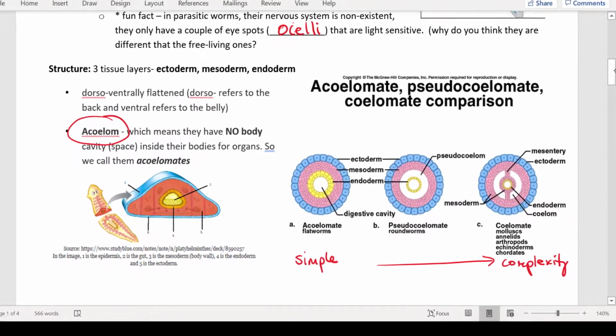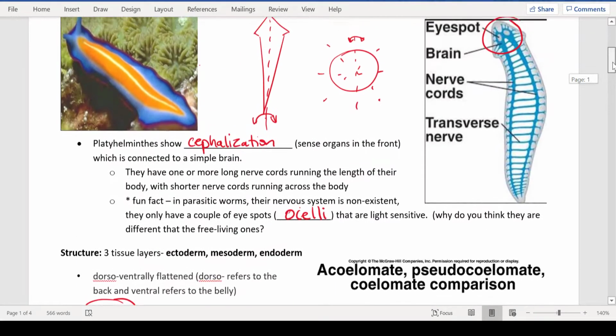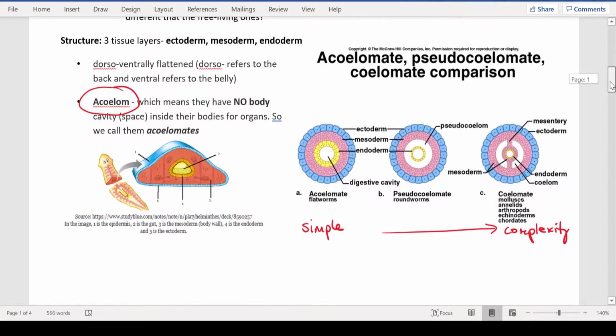So just to be aware of those terms, we've got bilateral and radial symmetry. We had cephalization, and then acoelomate, and a pseudocoelomate right here is when it's kind of in between. And then we have a coelomate totally, which means there's space for organs to move and grow.